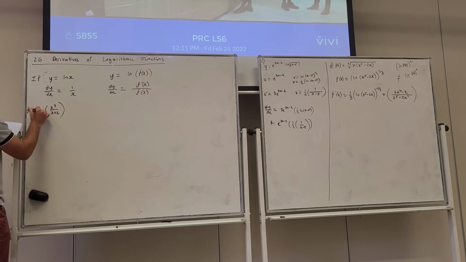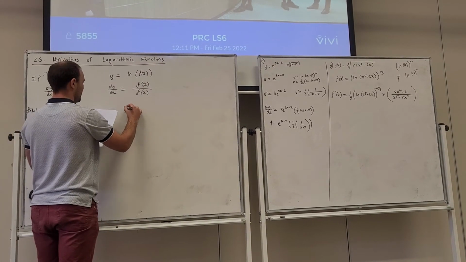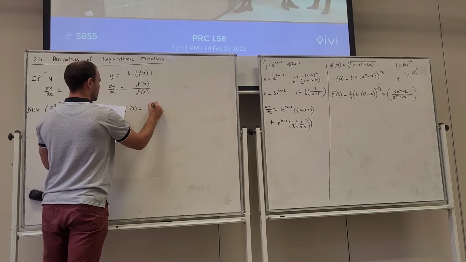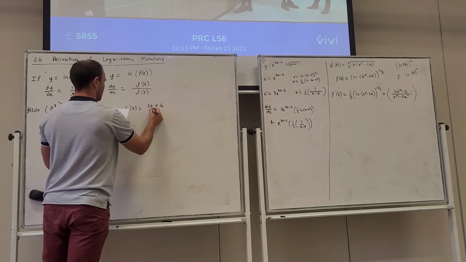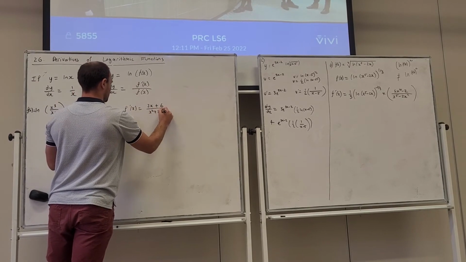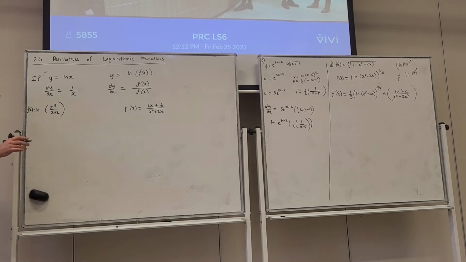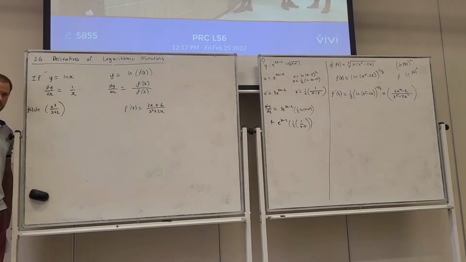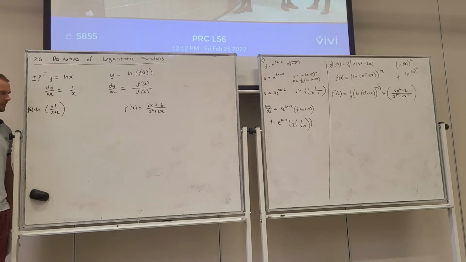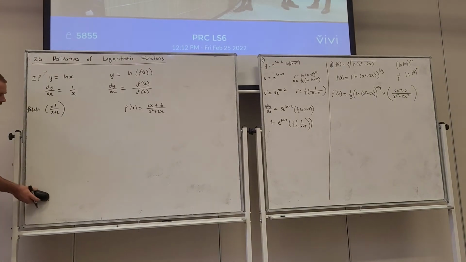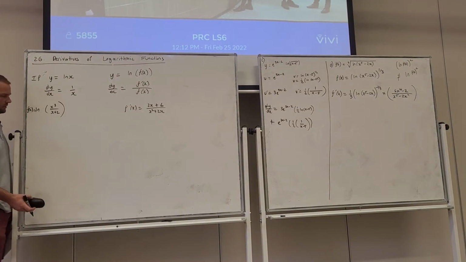Okay. We've got one more, don't we? It's f of x. And we're told to show that f dash of x is 2x plus 6 on x squared plus 2x. Okay, there are two procedures we can use. I think the most simple procedure, actually I might explain the complex procedure first and then we'll just do the simple one.